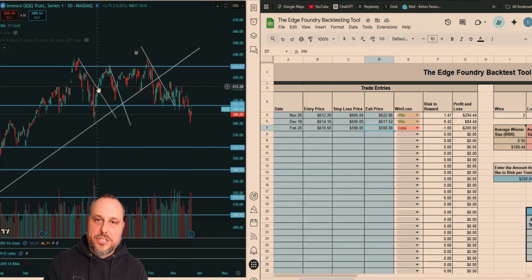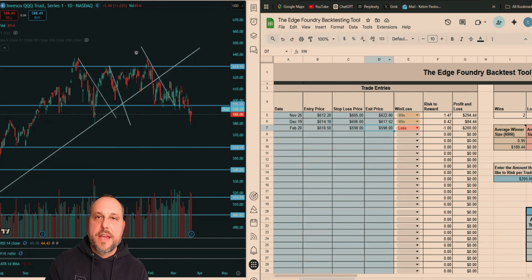So let's just say that I went ahead and I paper traded this. Like I said, I took an entry here, and let's say I got shaken out, say right here somewhere. 622.80 is what I recorded because when I traded this for real, I got shaken out on this red candle. So still a win. Still, we recorded it on the spreadsheet.